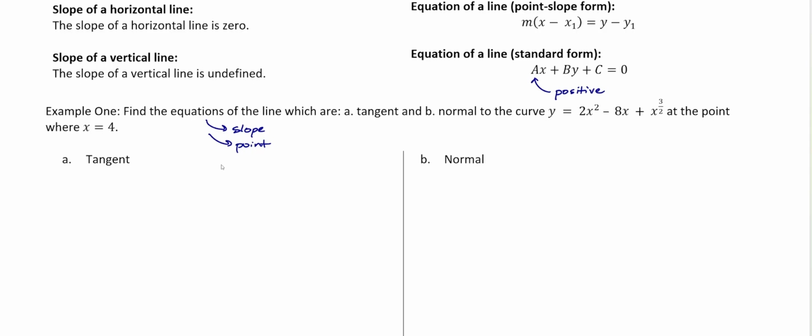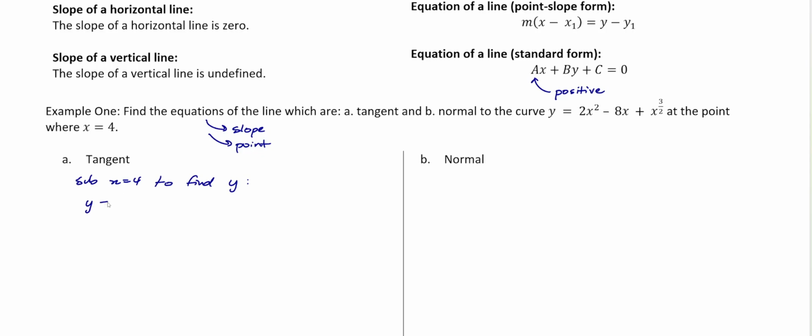All right, the first thing that we're going to do is find this point because we have x equal to 4 and we have the equation of the curve. So by subbing x equal to 4 into the equation of the curve, we can find the y value. So the first thing I'm going to do is sub x equal to 4 to find my y value. So here we go.